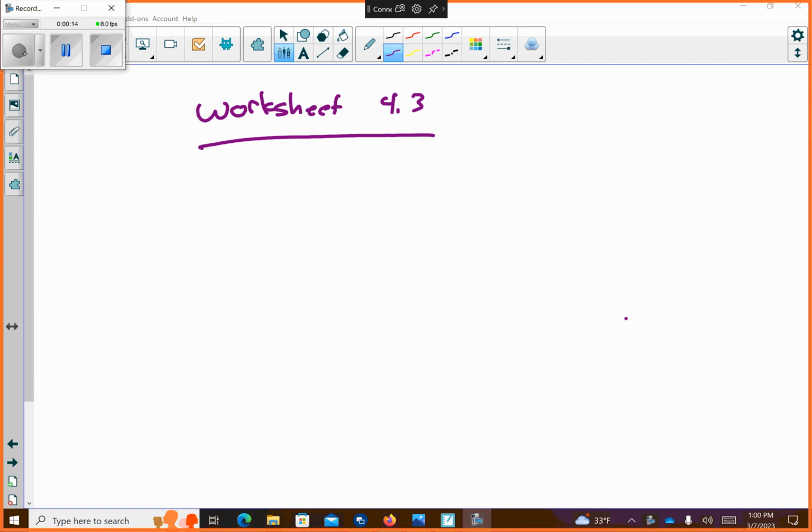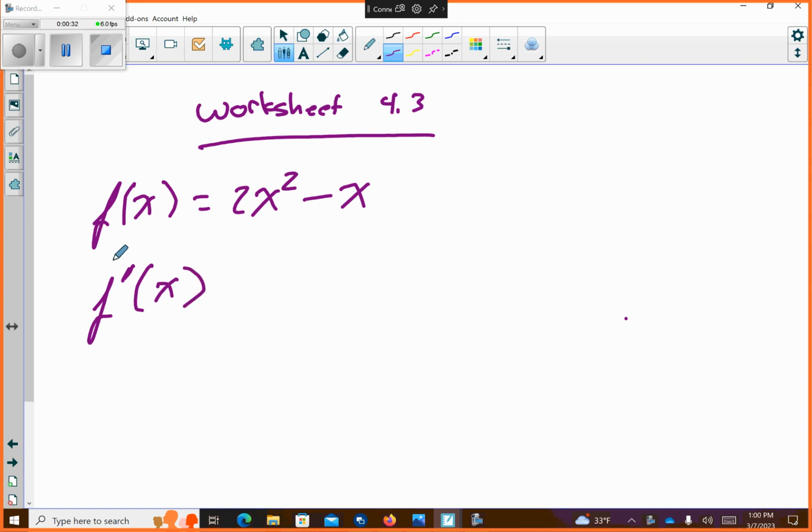All right. Problem number one, it just says f of x is equal to 2x squared minus x. And I just saw my error. So friends, if you see f prime of x, this prime means I'm going to do a derivative. So the derivative of this is going to be 4x minus 1. Okay, that's the first step. That's A.